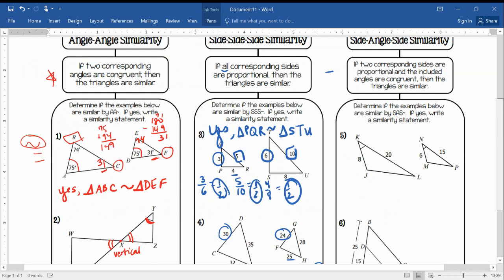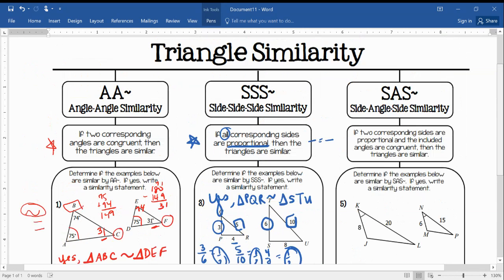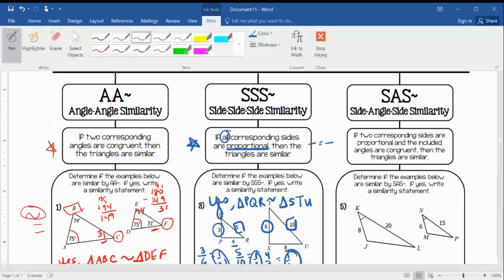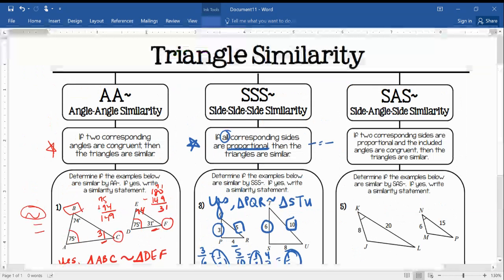All right, last one. So we talked about angle, angle. We talked about side, side, side. We got one more. It is side, angle, side. All right, so we do need to talk a little bit about this one because it's not just any two sides and an angle. It's a side, an angle between those sides, and then the other side. We've got to talk about how this is really important that you know where the angle is.